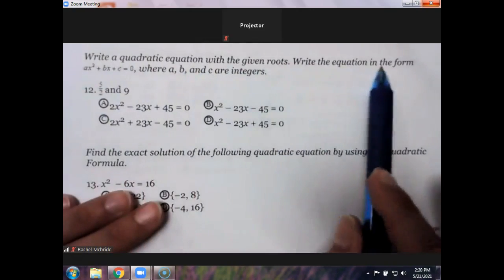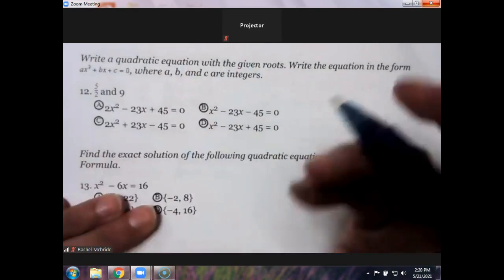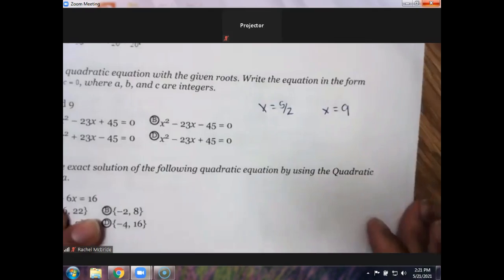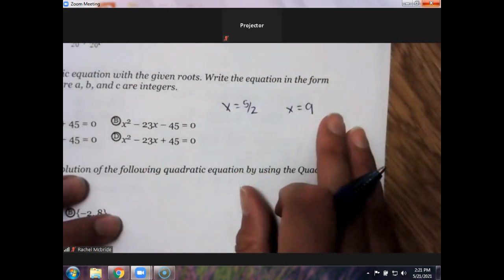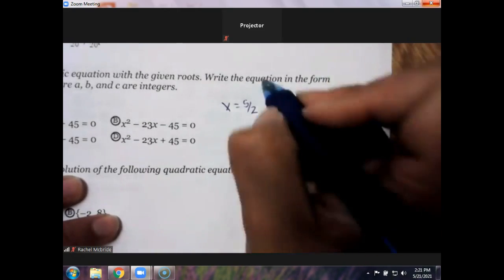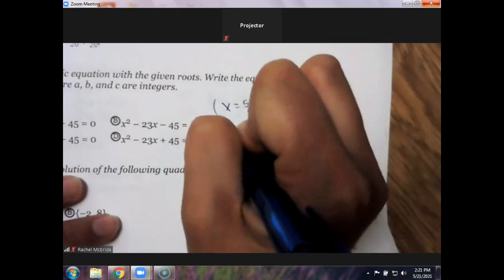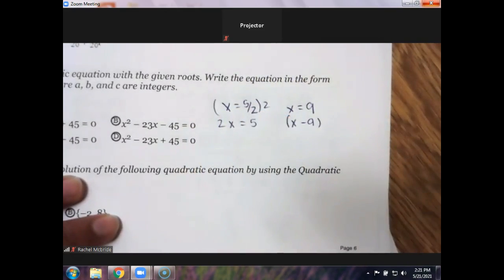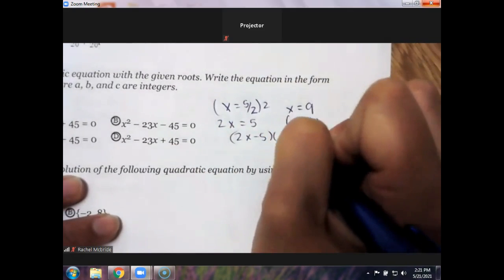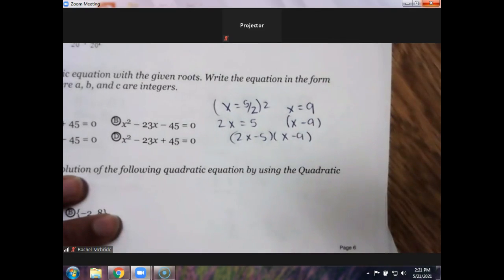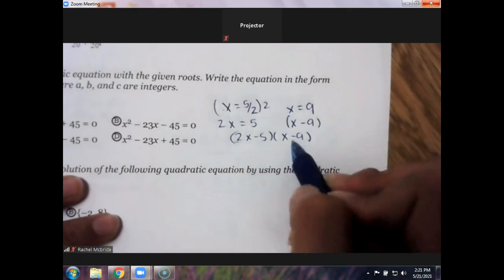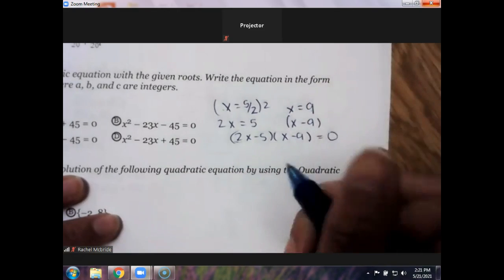Okay, so it says write an equation with the given roots. Essentially, this is saying x equals 5 over 2 and x equals 9. So you're going to work backwards. That becomes x minus 9. You multiply both sides by 2, so you get 2x equals 5, or 2x minus 5. And then you have x minus 9. You get it into factored form by solving backwards. And then you just FOIL.